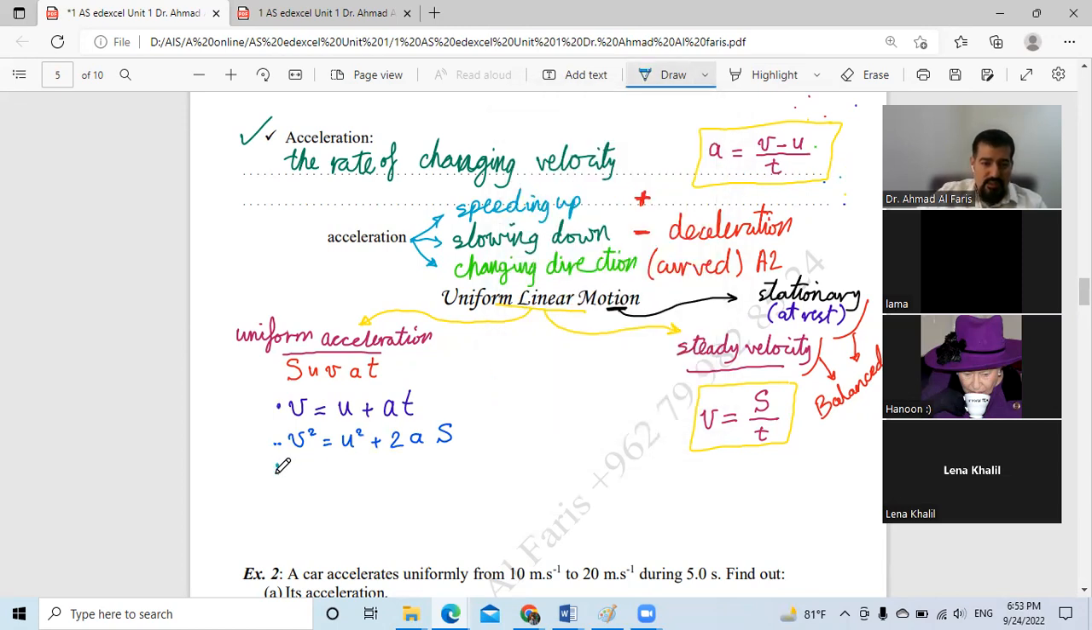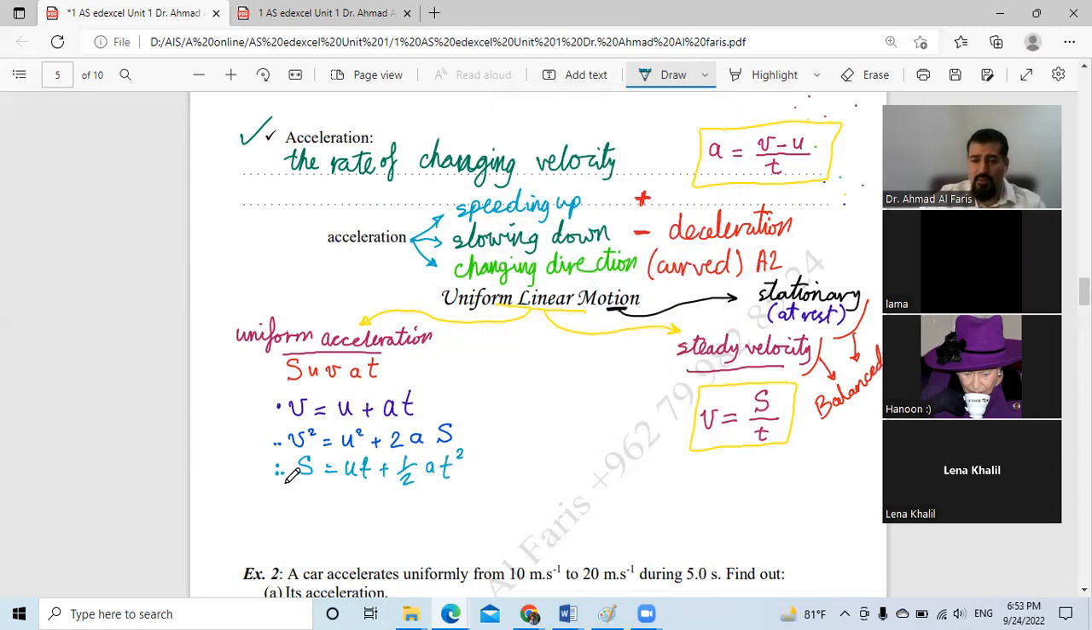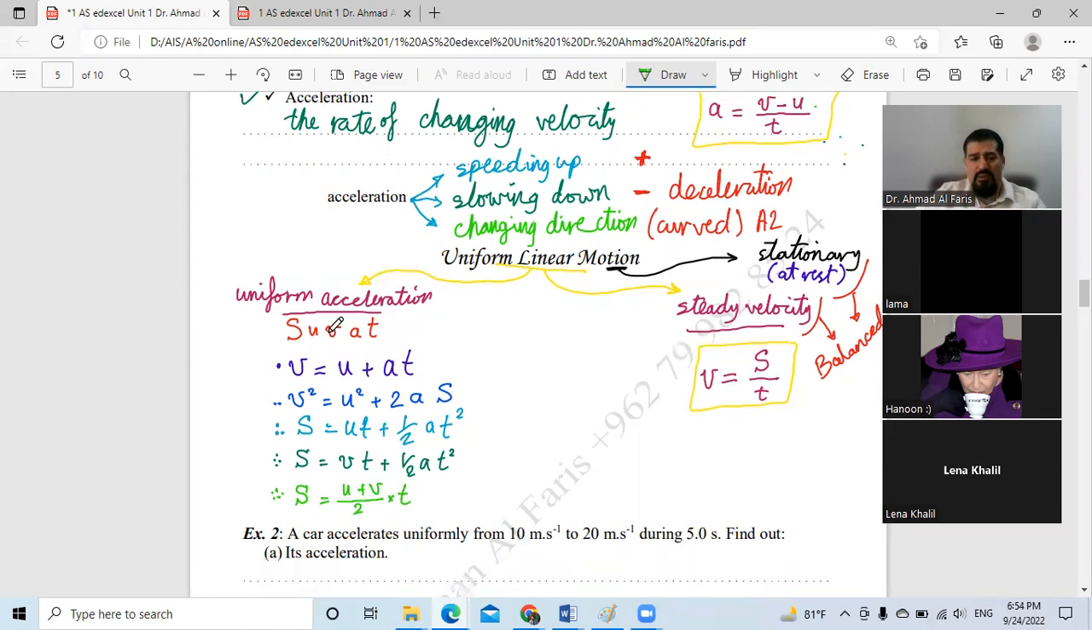Third equation: displacement equals ut plus half a t squared. These are the main 3 formulas that they ask about in the exams. Sometimes they ask about the last 2 equations, which you are not given. Displacement equals final velocity multiplied by time, vt, minus half acceleration t squared, and the last equation, which is what? Displacement equals average speed, which is u plus v over 2, multiplied by time.